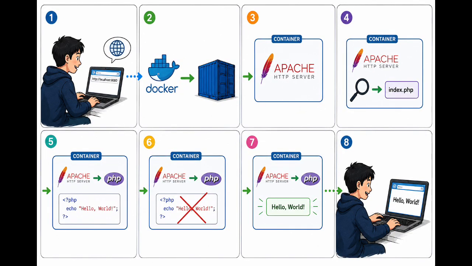So what just happened? Let's quickly recap. Your browser asked for a web page. Docker forwarded that request into the container. Apache received it. Apache found index.php, so PHP executed the code. Instead of sending the PHP code back, it executed it first, then sent the result, Hello World. That's why visitors never see your PHP code. They only see the output. This is how server-side programming works.